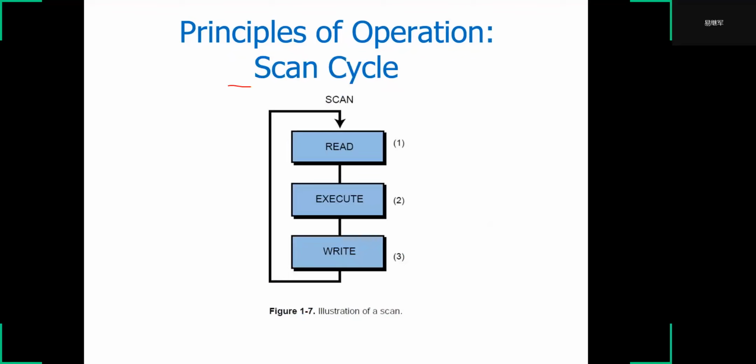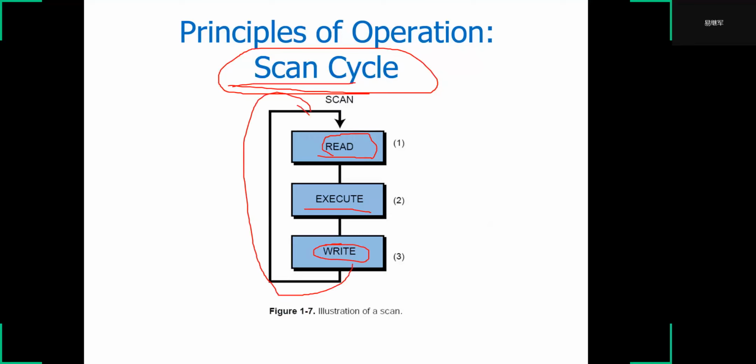Scan cycle. When the PLC works, the scan cycle starts from the beginning of the program, reads the inputs, executes the program, writes the result to the output, and starts again. This is the scan cycle for the PLC.